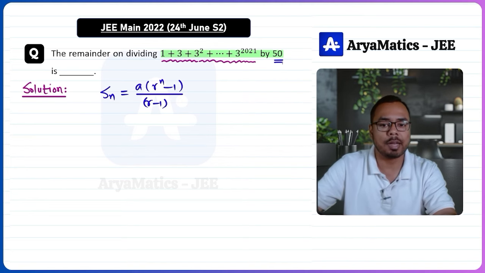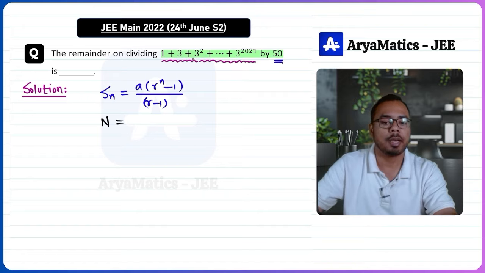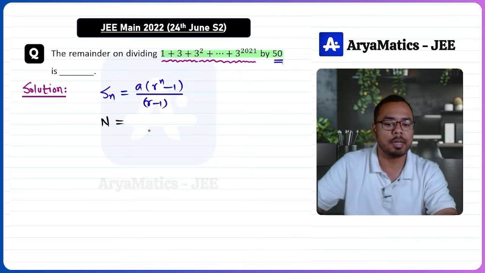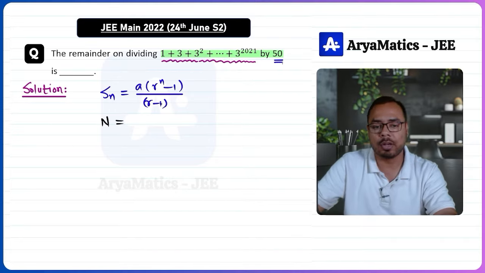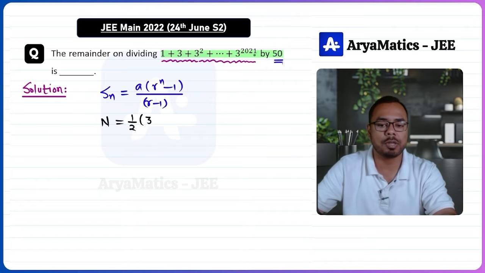So here if I calculate the sum of all these, let us say that number is n. So this n will be, a is 1, and then r is 3. So in the denominator we'll get r minus 1. So r minus 1, where the common ratio is 3, we'll get 3 minus 1, that is 2. And 3 raised to the number of terms. Now the first term is 3 raised to 0, and the last term is 3 raised to 2021.